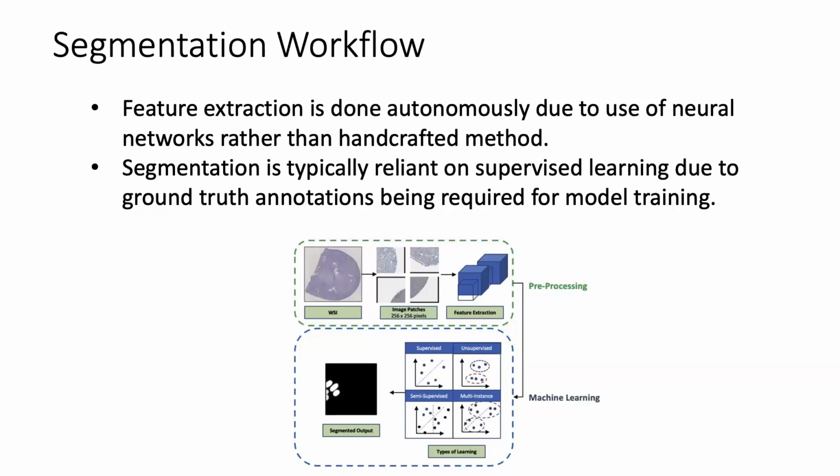And then we go into the machine learning aspect of the pipeline. Since training a segmentation model relies on having some ground truth annotations, we're working with labeled data, so typically it's supervised learning. And then from here, we can obtain some sort of segmentation map.